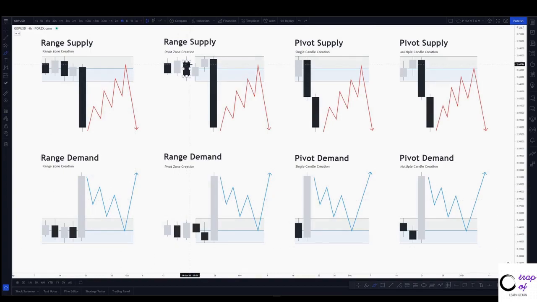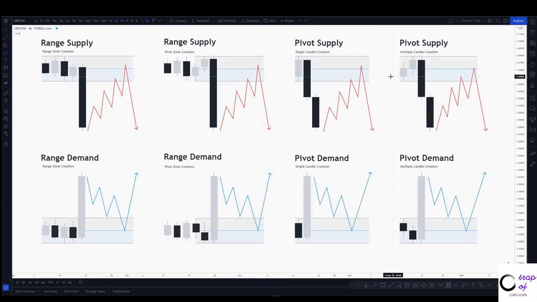Now we can take that a step further and refine our supply and demand zones that are created by ranges by using a concept of pivot. Basically, we'll start with pivots first. So again, what is a pivot? A pivot for a supply zone creation would be a sharp move to the upside before a rapid expansion to the downside, or a sharp move to the downside before a rapid expansion to the upside.